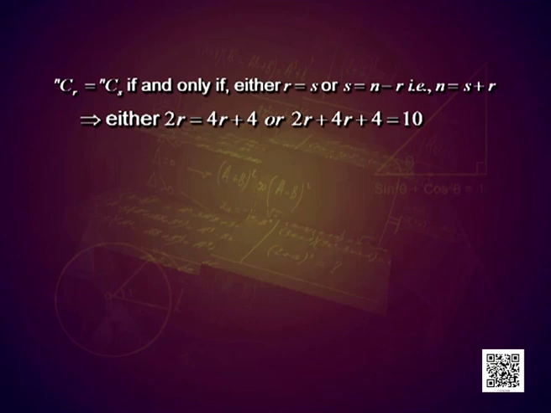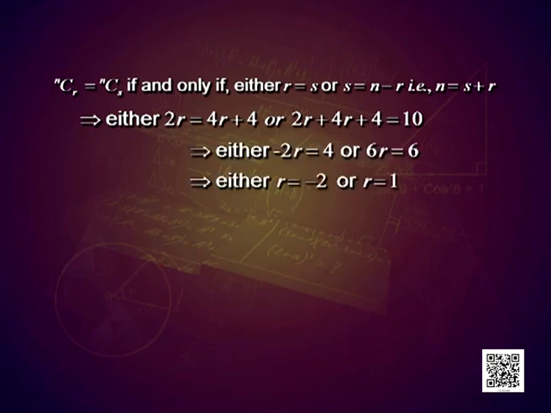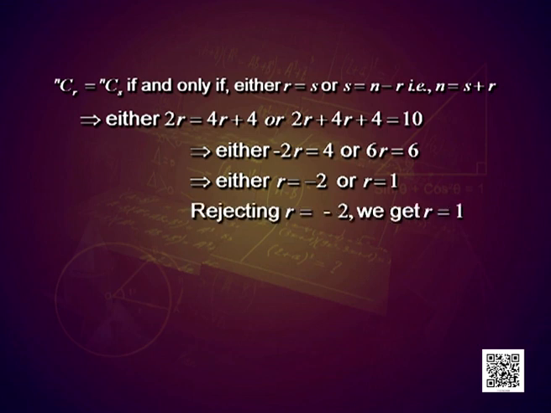2R is equal to 4R plus 4, or 2R plus 4R plus 4 must be equal to 10. So, solving for R from here, you get either R is negative 2 or R is 1, but then R in this reference cannot be negative, and therefore, if we reject R to be negative 2, we get our answer, that is a value of R to be 1, right.